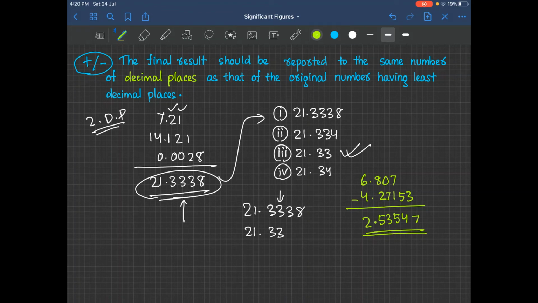Now after subtracting, we need to check the original number having least decimal places. So the original number having least decimal places is this one. There are 3 decimal places in the top one, and in this one we have total 5 decimal places. Least is this one, 3. So we need to round off the final answer up to 3 decimal places. So 5 3 5, up to this number we need to round off. So if we round off to this number, we get 2.535. So this is our actual answer, not this one. Okay, this is the rule.